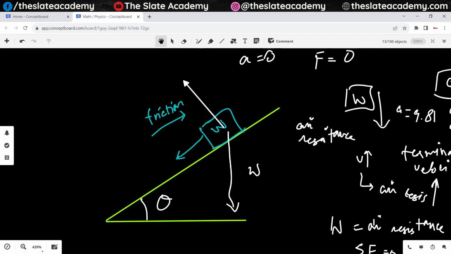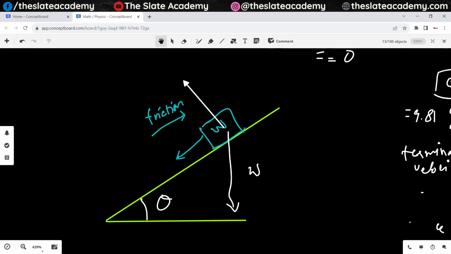So let me erase this. So far so good. We have just mapped out all the forces which are acting on this body. So the next thing that we will do is try to come up with a calculation to calculate these as well. If you could draw this diagram, then we will talk next.